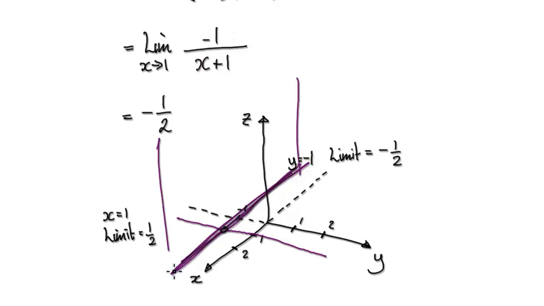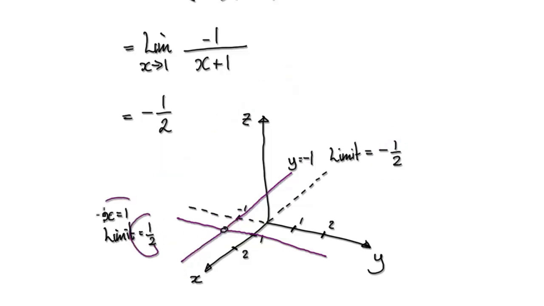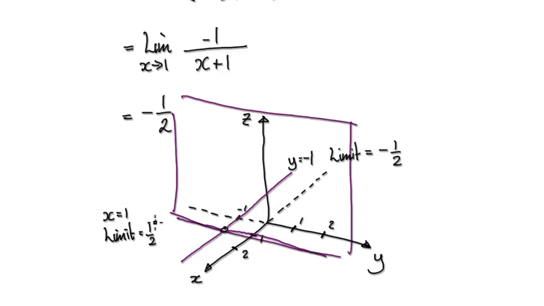The limit is -1/2 along y equals -1. Along x equals 1, you've got your vertical sheet of paper here, and the limit is +1/2. So these two are different.